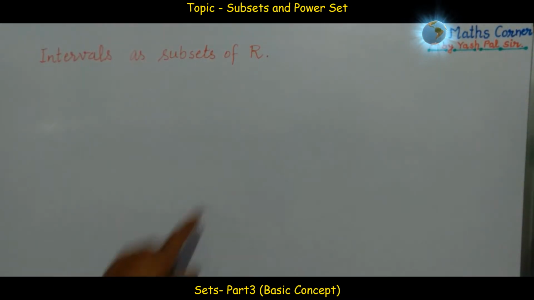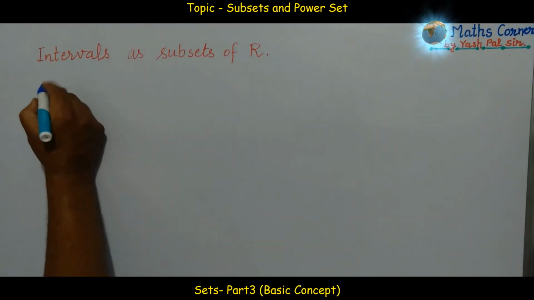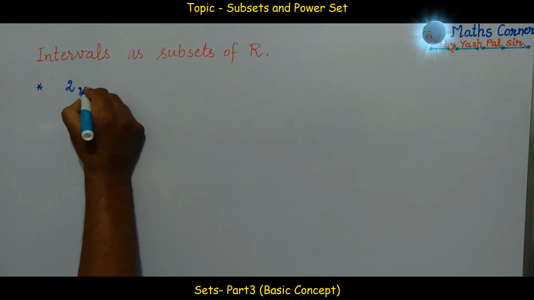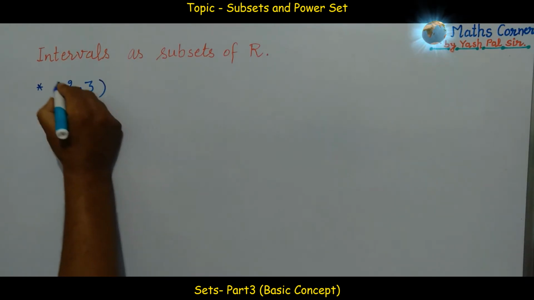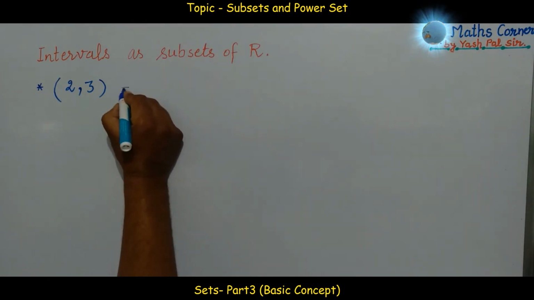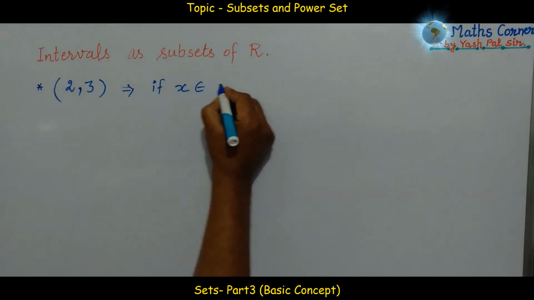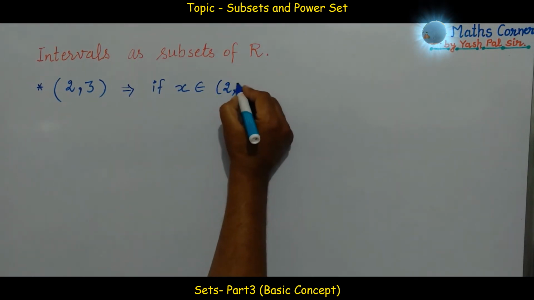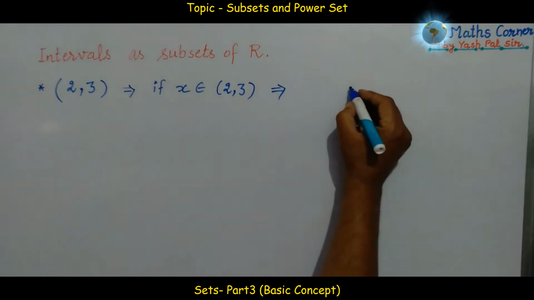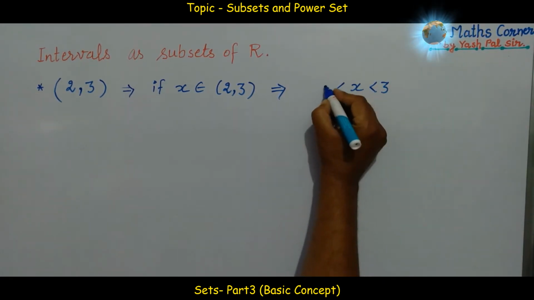R means the set of all real numbers. Intervals. The very first interval, we start with one example. Suppose 2 to 3, inside the open bracket. Open bracket is used. So it means if x belongs to this bracket 2 to 3, this implies x is less than 3, greater than 2.